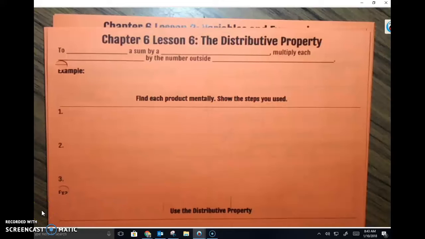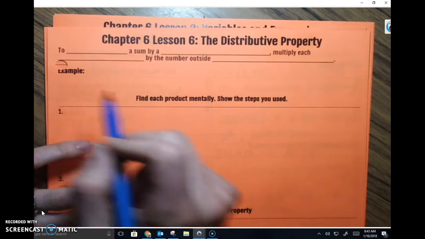Okay, this is Chapter 6, Lesson 6, the distributive property. So yesterday we learned about 3 other properties, and today we're going to add the distributive property. This is in its own separate lesson because it is a little trickier, so we're going to take time to focus on it. So let's take a look at this.